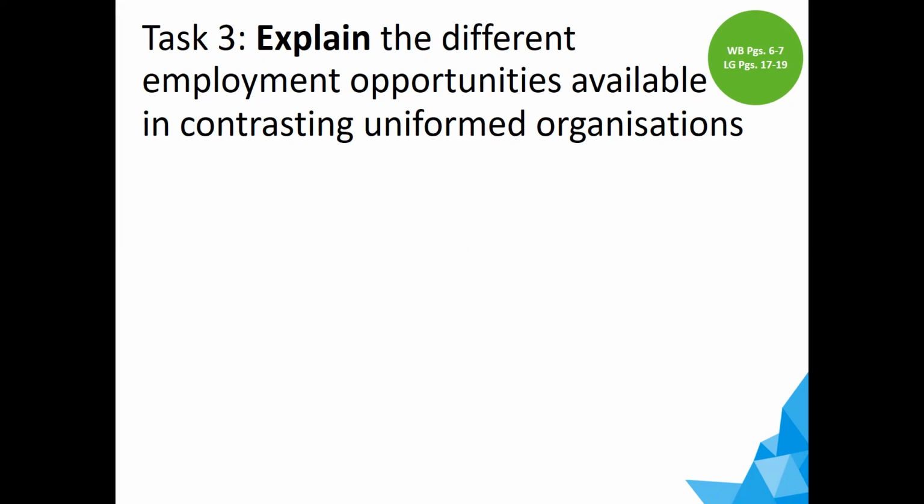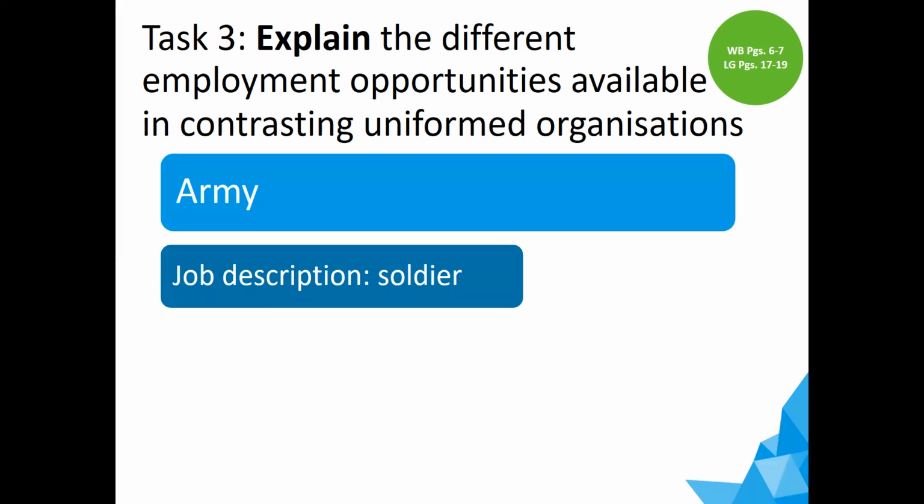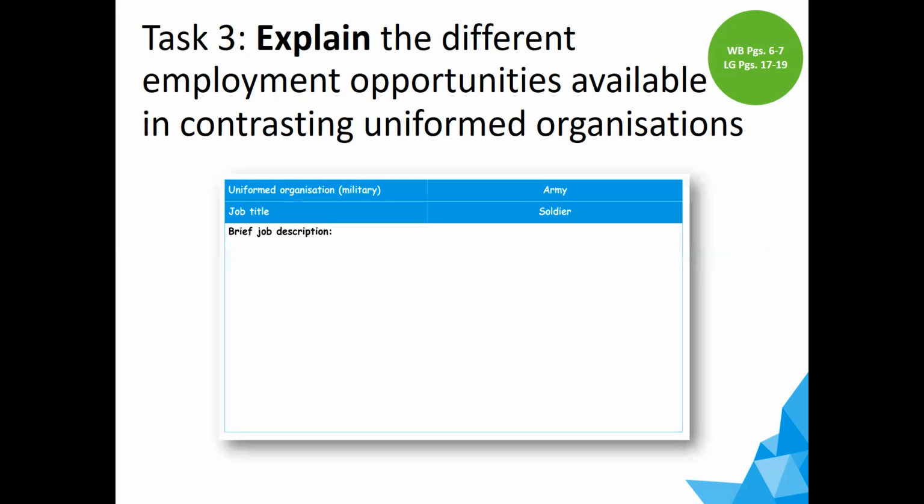The first organisation that we will be looking at is the Army and the job of an Army soldier. If you had to explain the job description of an Army soldier, what would you say? Your task is to write a brief job description, so looking at the different elements of their job will help. The learning guide provides some information that will help, including how a soldier can be involved in peacekeeping, disaster relief, and full-scale war as and when required. Press pause now so that you can complete this part of the task in your workbook.